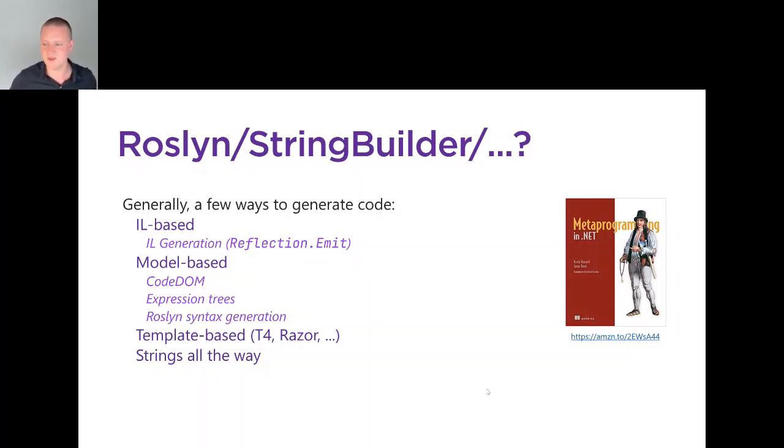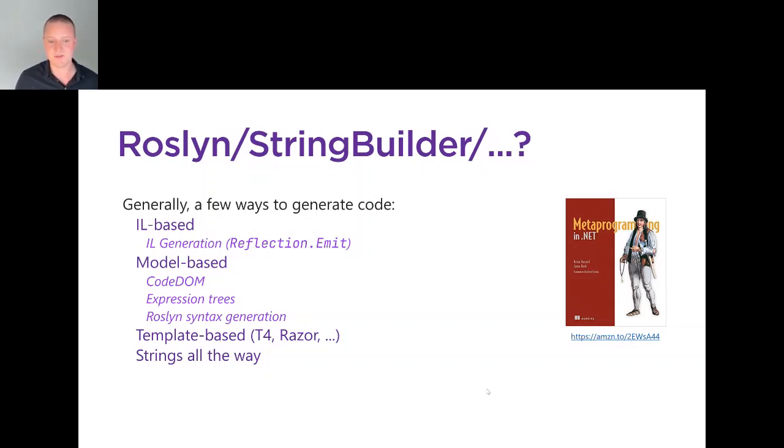Generally, there's a couple of ways to generate code in C#. You can do that intermediate language based and essentially use reflection emit and write intermediate language immediately. We thought that would be a crazy thing to do because there's lots of data transfer objects and it would make no sense at all to use actual intermediate language. There's some other options. There's a model-based approach where you can use code DOM or expression trees or Roslyn syntax generation, where you actually have a code model and populate that model and then write everything into files. I'll elaborate on this one a little bit later as well, but for our use case, it seemed way too complex and harder to understand.